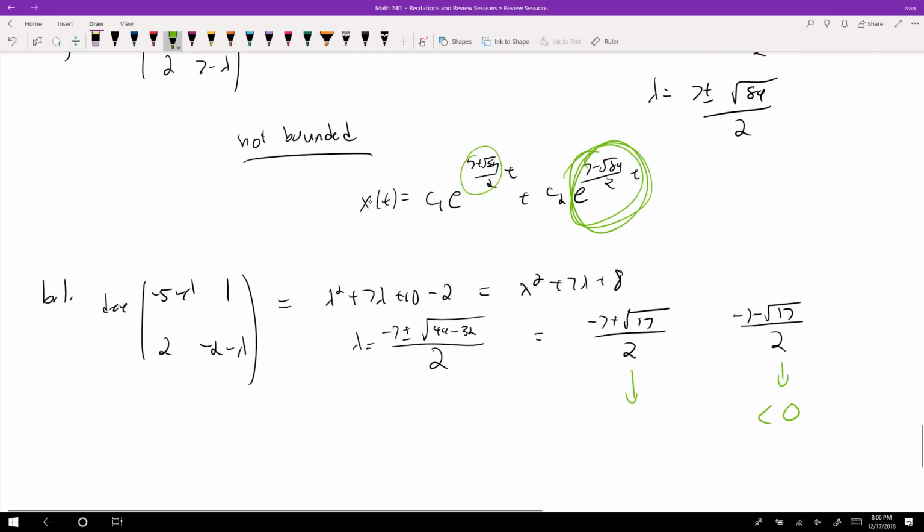So now it just remains to see if this one is less than 0 or not, and it is, because root 17 is about 4. And so 4 is less than 7, so negative 7 plus 4 is going to be negative. All right, so this one's also negative. So we have two negative roots. So this one is bounded.